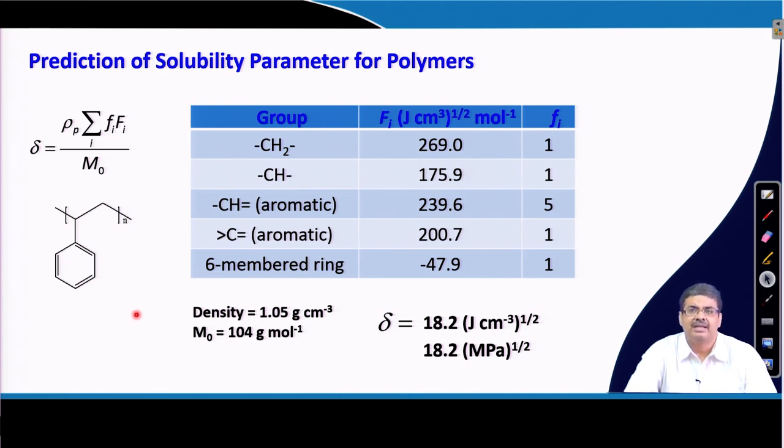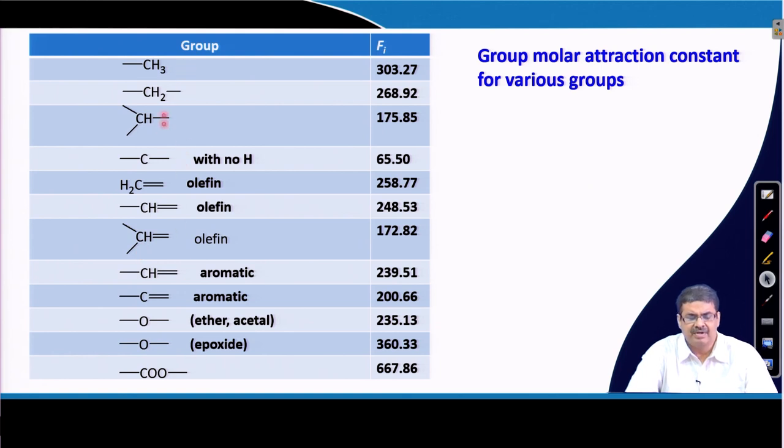then we can determine or calculate the value of the solubility parameter, provided we know the density of the polymer and the molar mass of the repeat unit. These are some examples, just to make you aware that these values are available in the literature. So, these are the functional groups or different groups which make up a polymer molecule, and the corresponding molar attraction constant values are available in the literature.